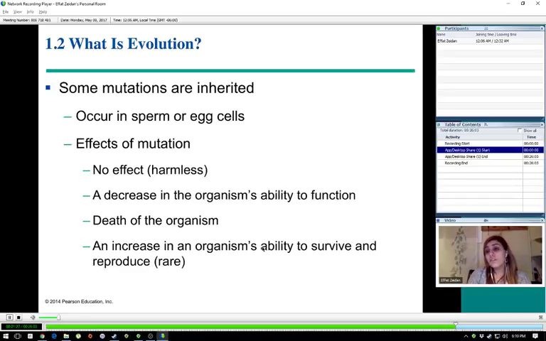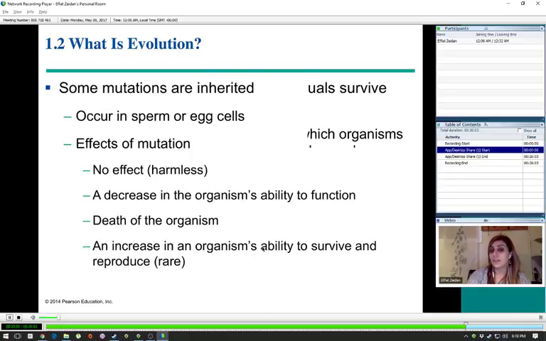And the effect of the mutation can be that it has no effect. It can be that it could decrease a certain ability or function if it happened in a certain gene. For example, if it happened in a gene that encodes for a biochemical that's important for the liver, then there will be a decreased ability or function in the liver. Or it could lead to the death of the organism, or it could lead to an increase in an organism's ability to survive as well as reproduce. And this is the rare effect of mutation.